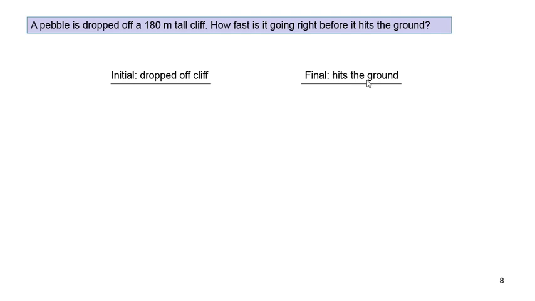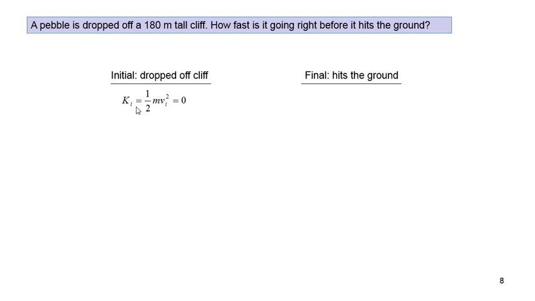And then my final event will be when it hits the ground. Why did I choose that? Because that's the event that I'm being asked about. I'm asking how fast it is going, so I'm asking for v when it hits the ground. So these are going to be my two events, and I can solve now. I'm going to solve for k initial.